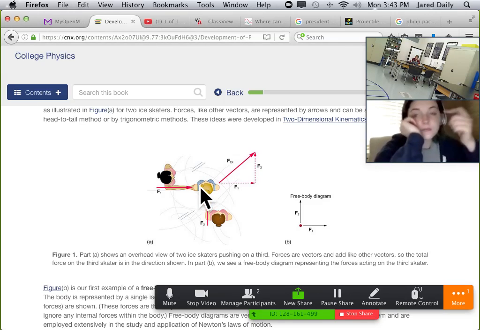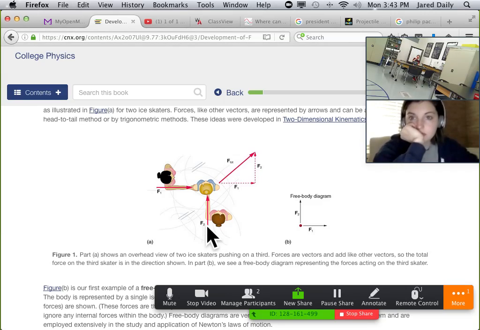So we have these skaters that are on the ice, and they're going to push this skater in the blue suit here. And this skater on the left is going to apply a force, a push, to the right. We're going to label that with a vector. Force 1, it has a direction, it has a magnitude. Of course, the length of the vector tells you how much force there is, and the direction of the arrow tells you which direction it's in.